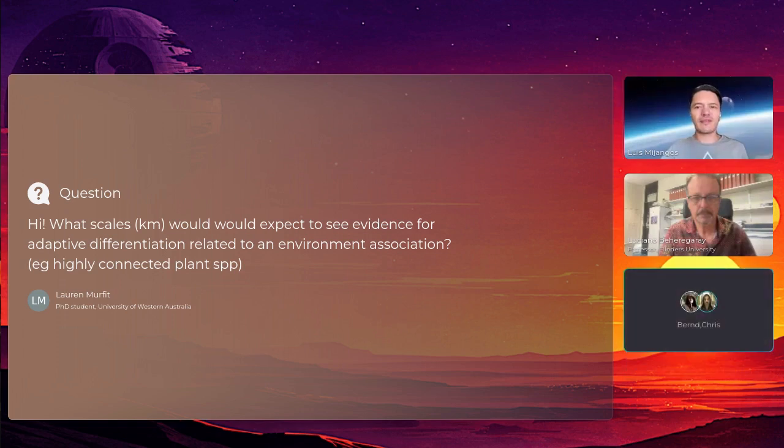Okay, let's start with some questions while Chris is getting ready. Maybe we can start with the first one, the one about scale. Well, it's context dependent. It would be very hard to guess without knowing not only the species, reproductive mode, dispersal potential and life history, but especially the environmental context of selection. So yes, it is indeed context dependent.